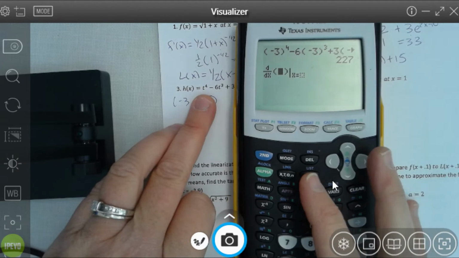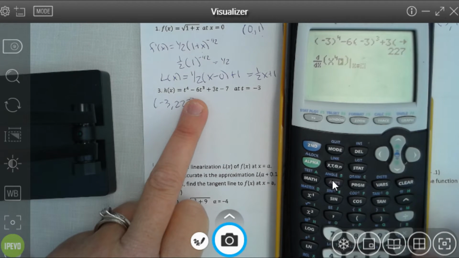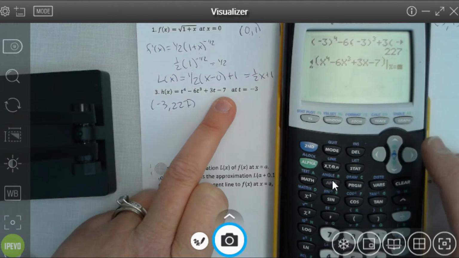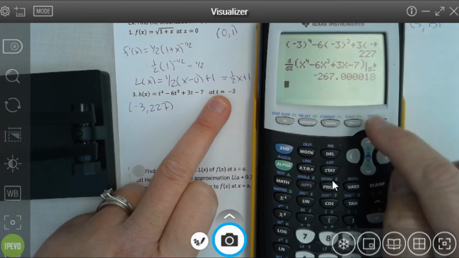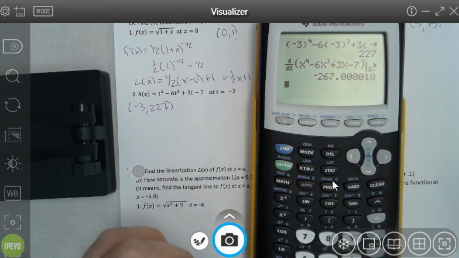Here's my function. So I'm going to write down what this says: x to the power of 4 minus 6x cubed plus 3x minus 7. And I want that derivative to happen at -3 here. Hit enter, and remember when I taught you this originally, that's a linearization of it.